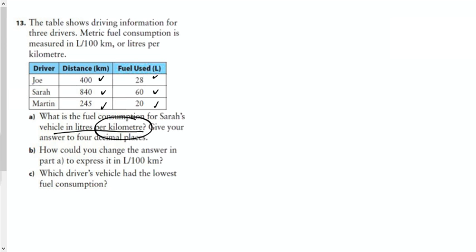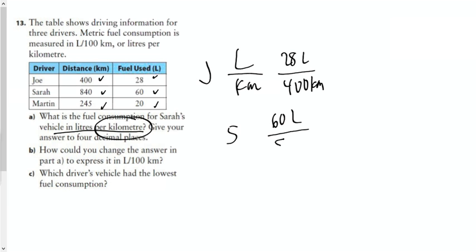And because we have per kilometer, we know kilometers this time is going to be our second term because we want to get it to per kilometer. So we're going to have liters per kilometer as our rate. For Joe, he was able to go 28 liters for 400 kilometers. Sarah was able to use 60 liters of gas to go 840. And Martin was able to use 20 liters to go 245 kilometers. So remember, the reason why I set this up properly is because right here it said per kilometer, which means my second term had to be kilometers. And then I just put the appropriate numbers in.